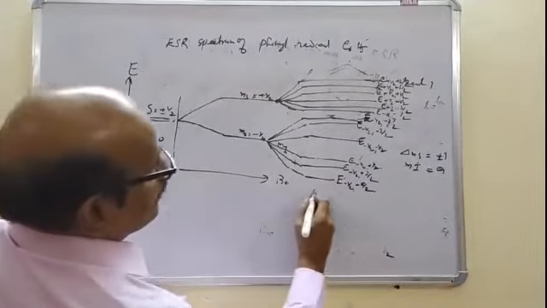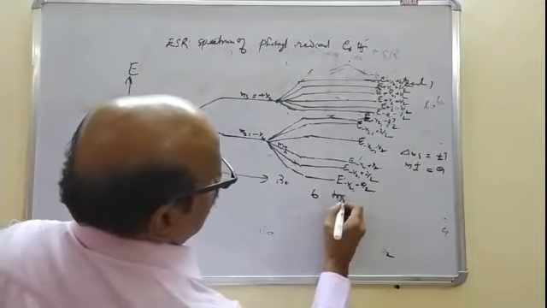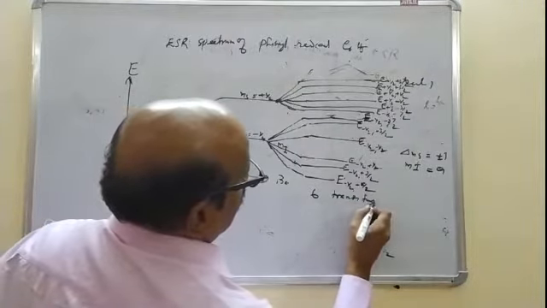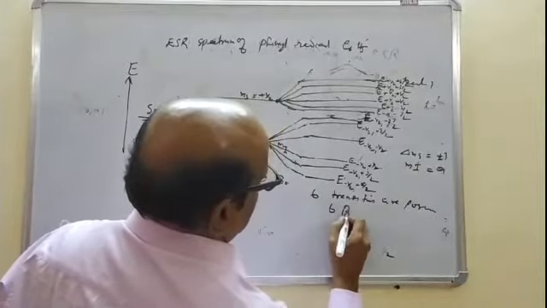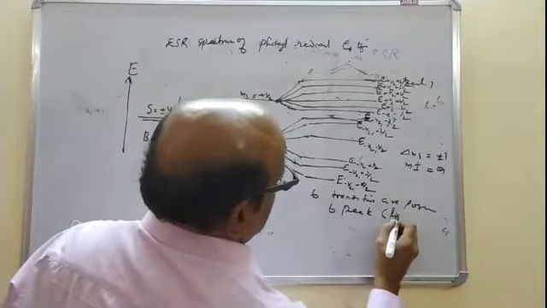So we have 6 transitions possible and 6 peaks for 6 lines.